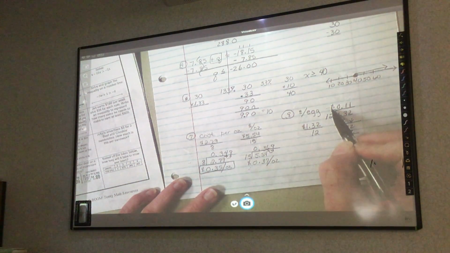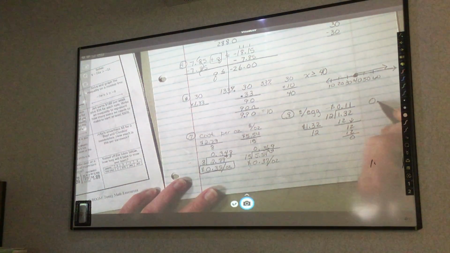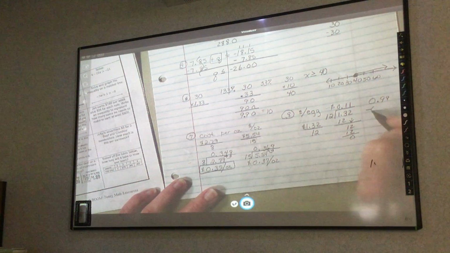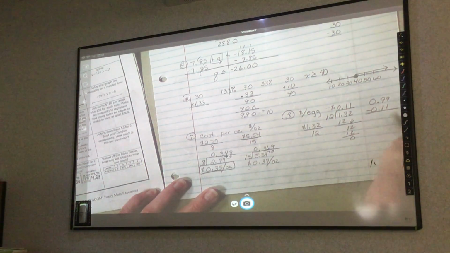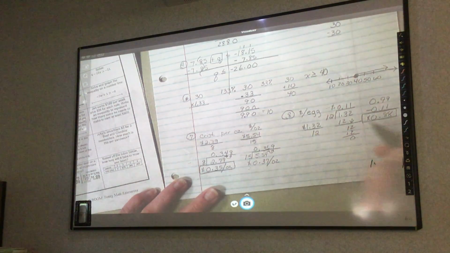Now I want to know the profit. So how much profit would a restaurant make if they sold one scrambled egg for 99 cents? So I take my 99 cents minus the 11 cents it costs for the egg, and they are making 88 cents for each scrambled egg that they sell.